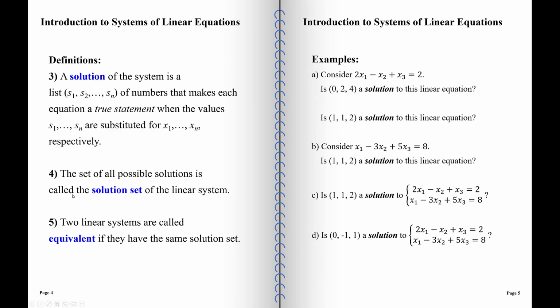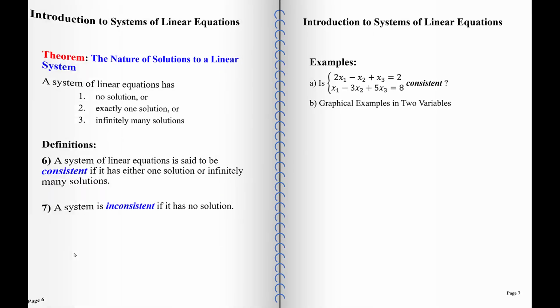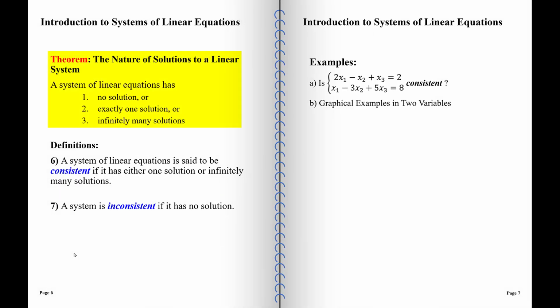Okay, now, continuing our definitions, the set of all possible solutions is the solution set. That's consistent with the language that you would have seen in other courses. And finally, two linear systems are equivalent if they have the same solution set. So that's how we define equivalent systems: not that the equations are the same, but the solution sets are the same.